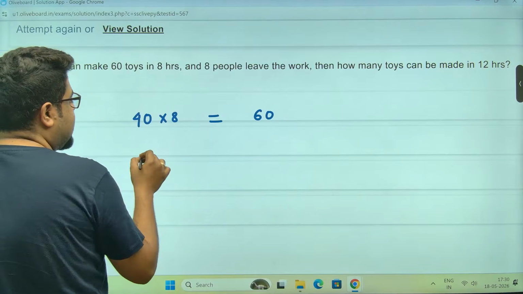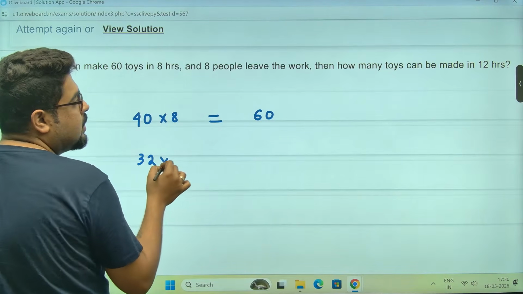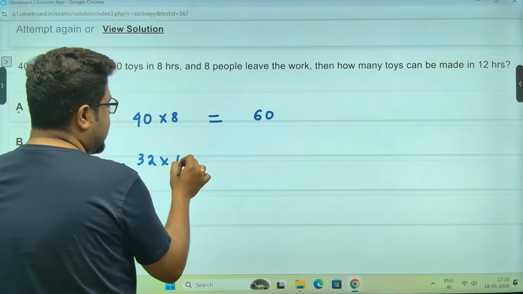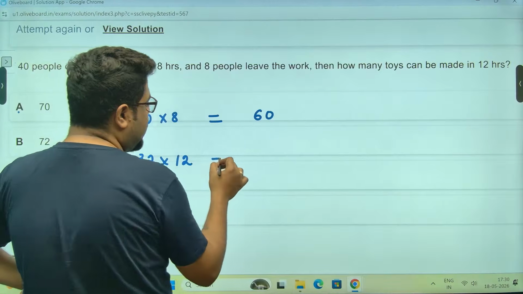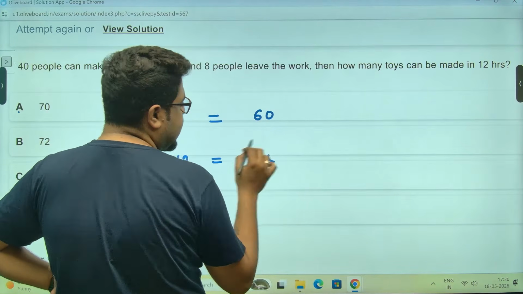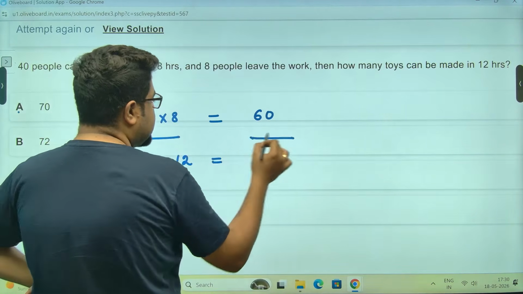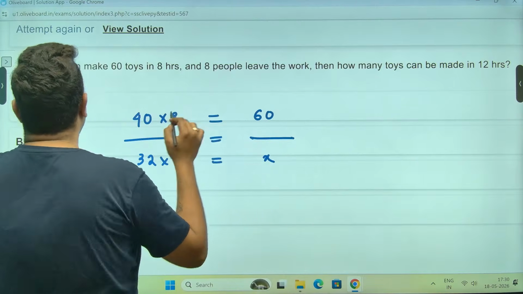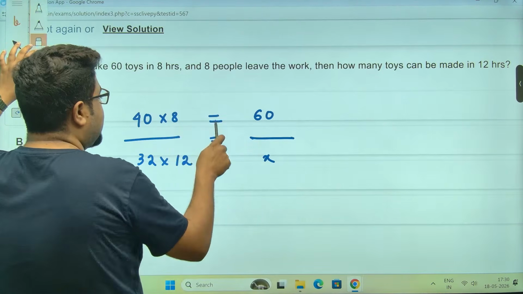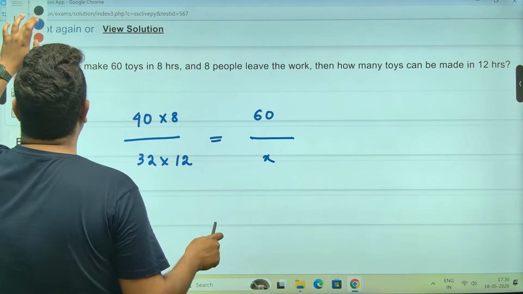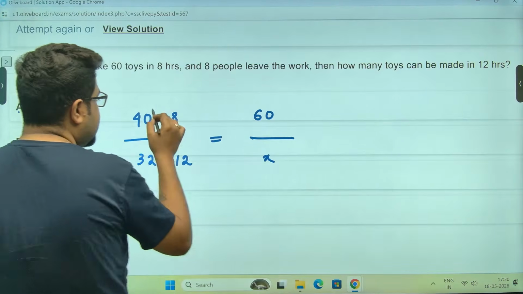8 people leave the work, meaning now 32 people. How many? So again, they are working 12 hours. How many toys they will make? I don't know. Let's take X. Take the ratio, sir. I'm not asking you guys to take or remember any formulas. If you can do this much, I am satisfied.